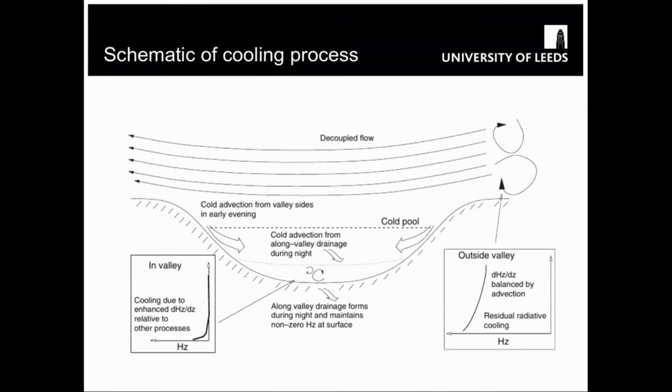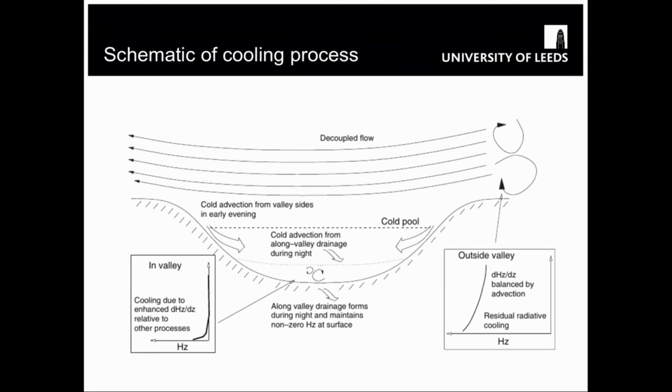So from all this budget work, we came up with a schematic of what we think is happening. Essentially, as I said, you've got this decoupled flow aloft. The cold air in the valley prevents air aloft from making it down into the valley. We get the formation of a cold pool. In the early evening, we see cold advection from the valley side. So the air cools on the sides, and that cold air flows down into the valley and helps the formation of the cold pool.